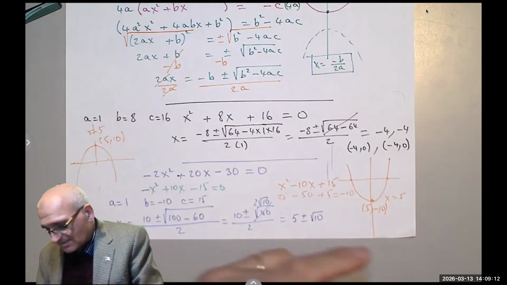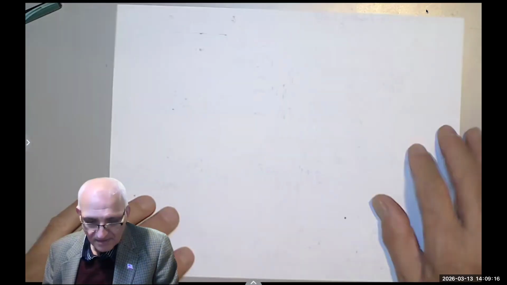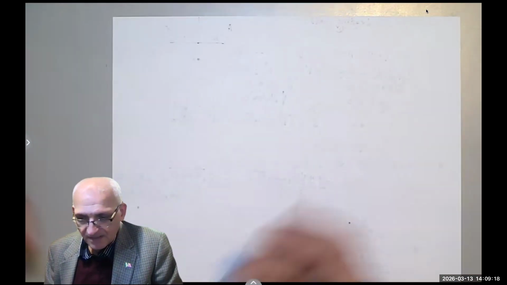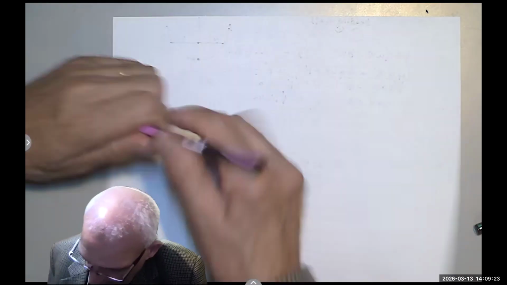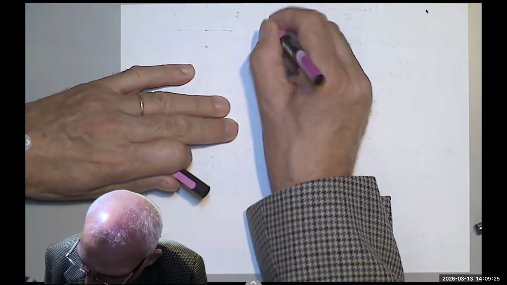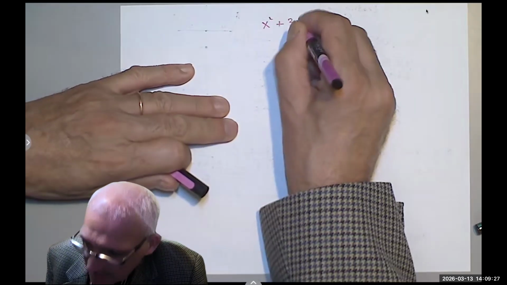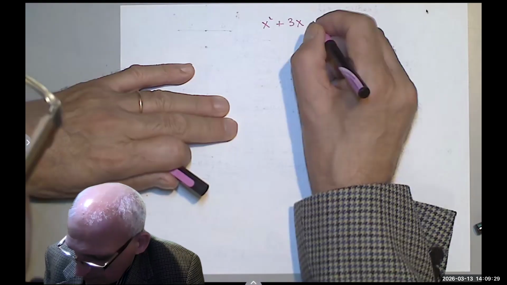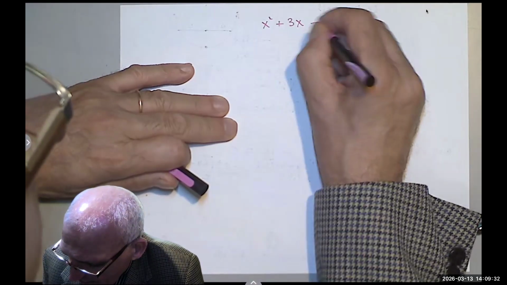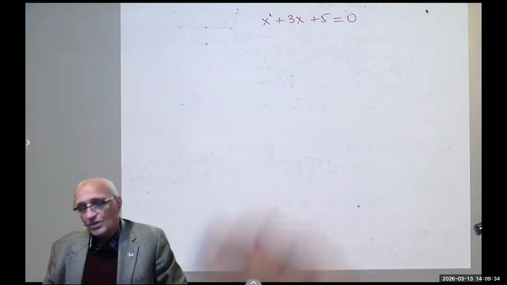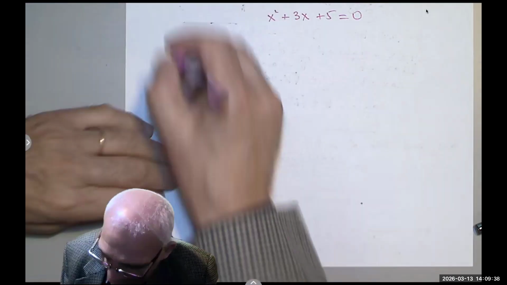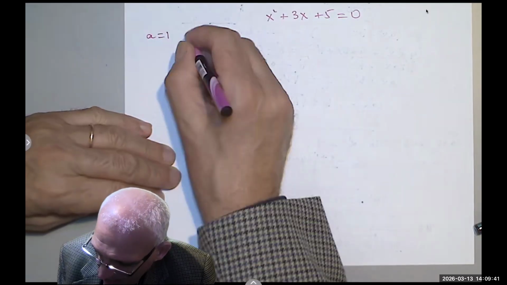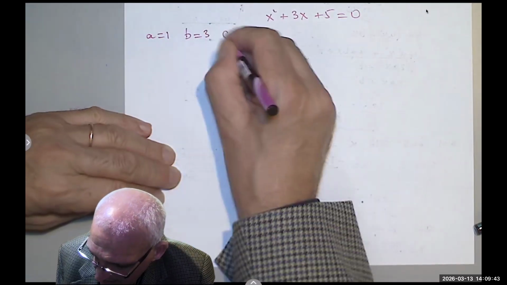Now, the last case, where we want to make the discriminant less than 0. So if I say, for example, x squared plus 3x plus 5 equals 0, and I want to solve that. That's a parabola opening up. The A is 1, the B is 3, and the C is 5.